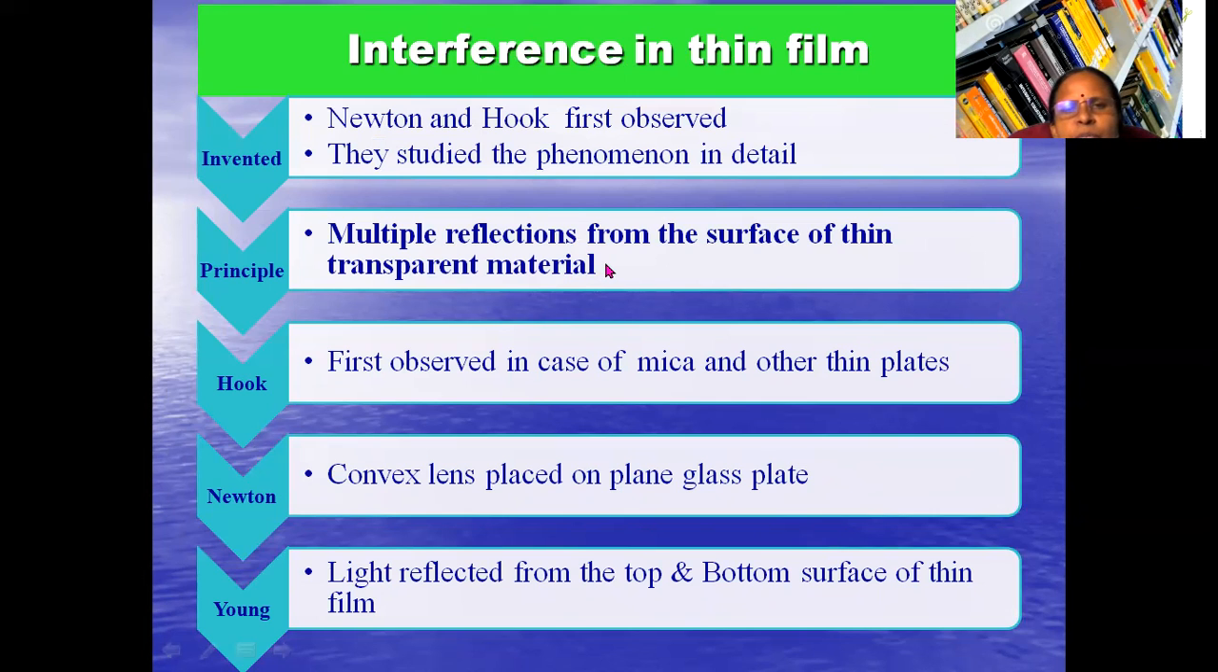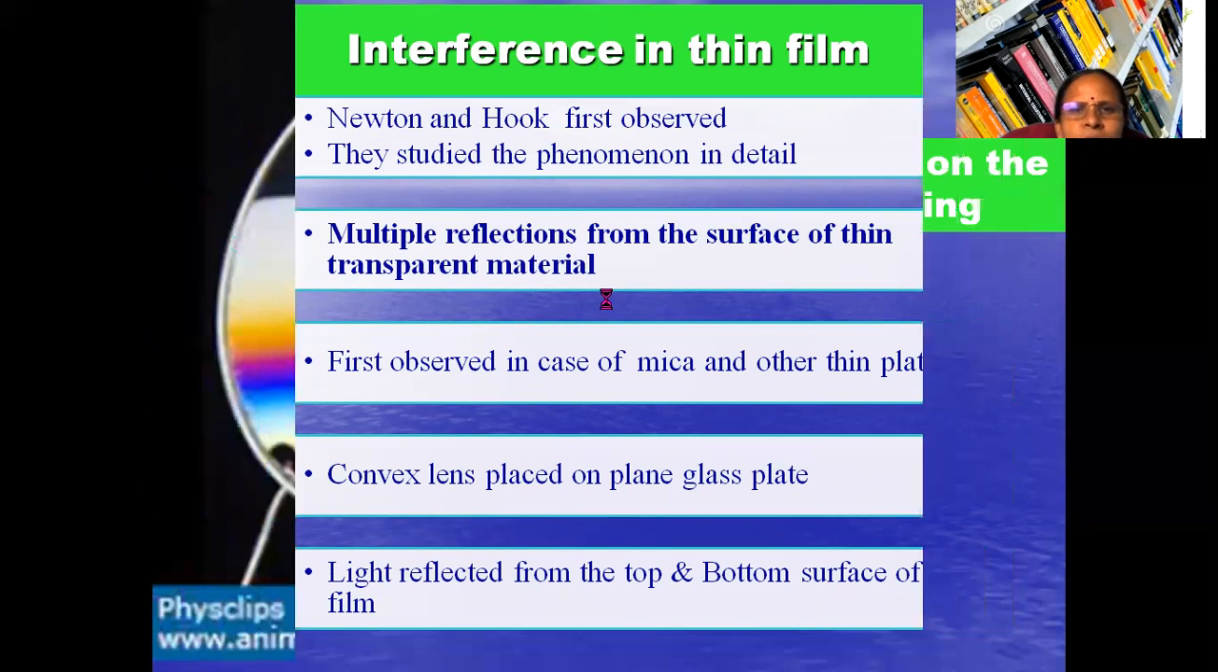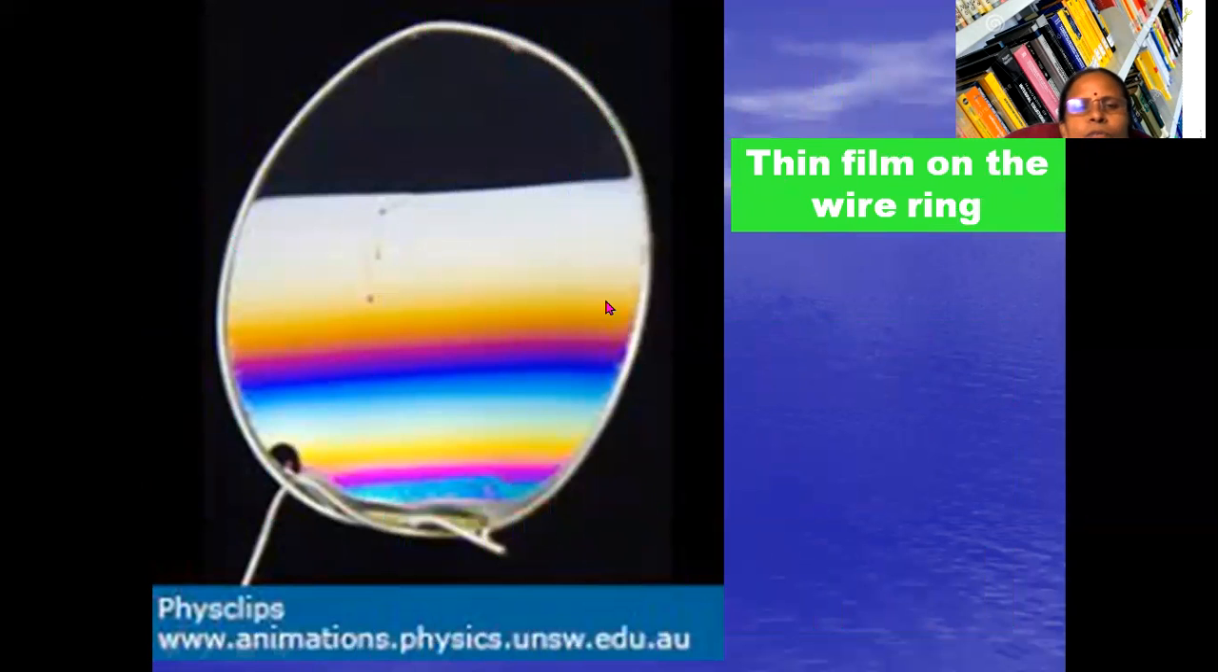material. That surface may be the upper one, then in that case the interference is due to reflected light, and when the surface is the lower one, then in that case the interference is due to the transmitted light. And this interference in thin film was invented by Newton and Hooke and studied by Young also. You may observe such type of thin film on the wire.